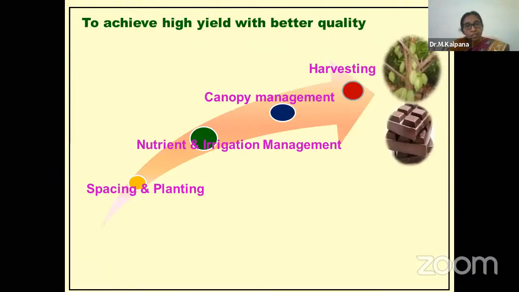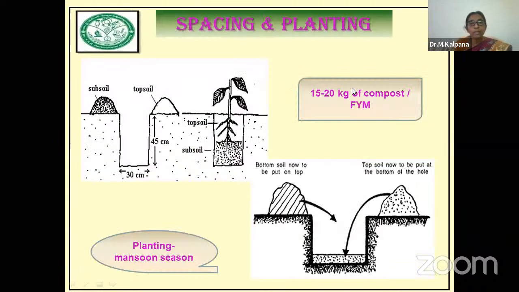To achieve higher yields and better quality, right from the spacing till harvest, we have to take care in every step of crop production. So we have to take care while spacing and planting, nutrient and irrigation management, and also canopy management, and during harvest also, to have high yield and quality beans. So coming to the spacing, this cocoa is grown as an intercrop in coconut, oil palm, arecanut gardens. The spacing generally adopted is 2.7 meters to 3 meters.